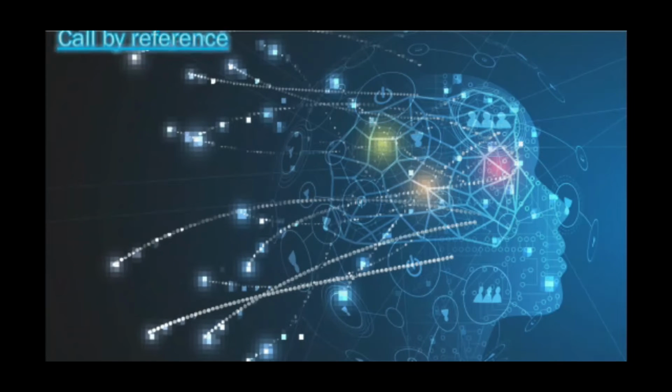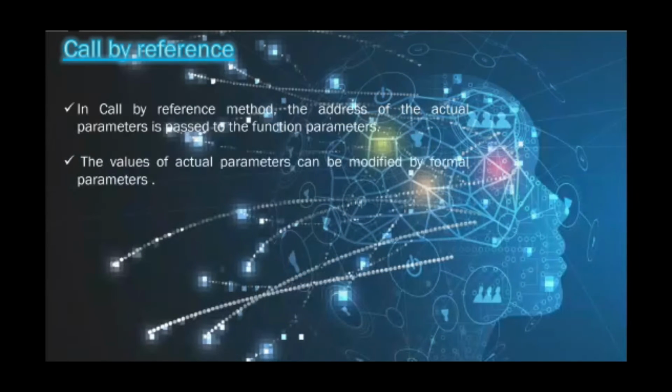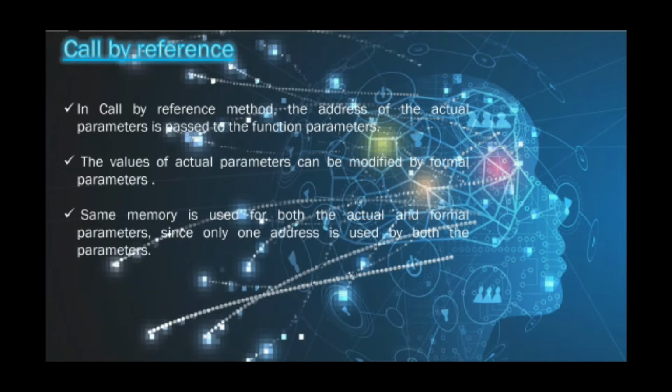Now call by reference. In the call by reference method, the address of the actual parameters is passed to the function parameters, and the values of the actual parameters can be modified by the formal parameters. The same memory is used for both the actual and formal parameters, since only one address is used by both the parameters.